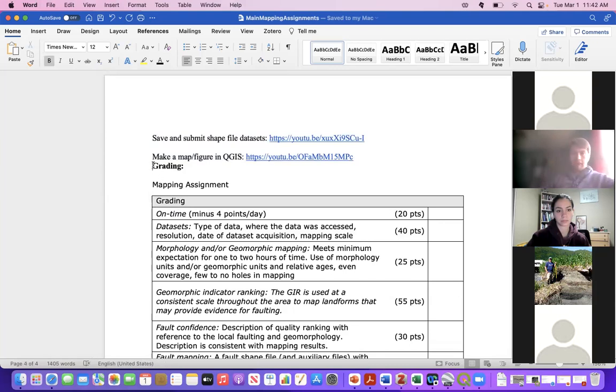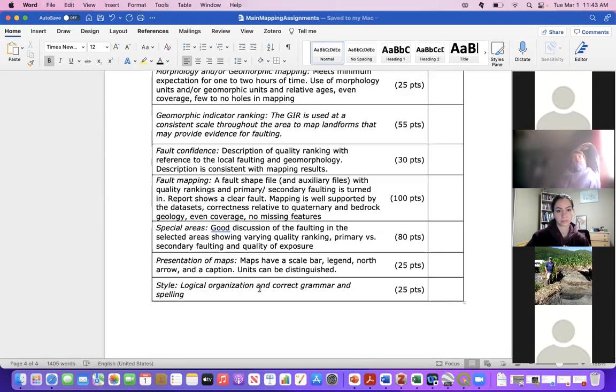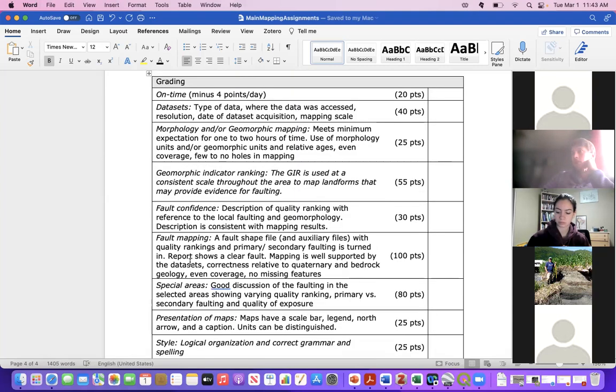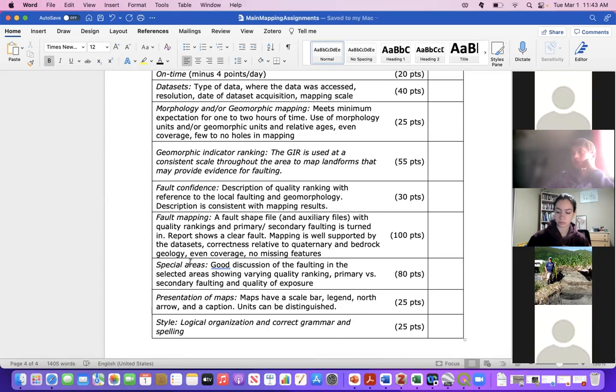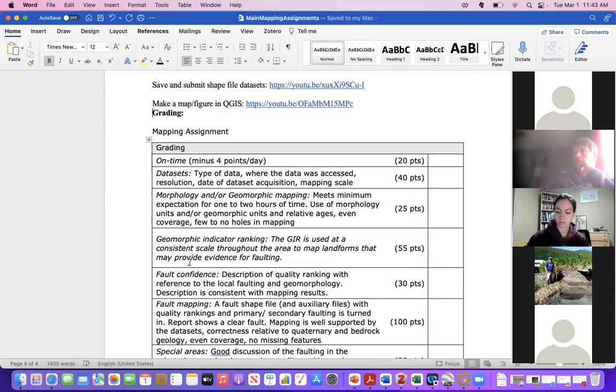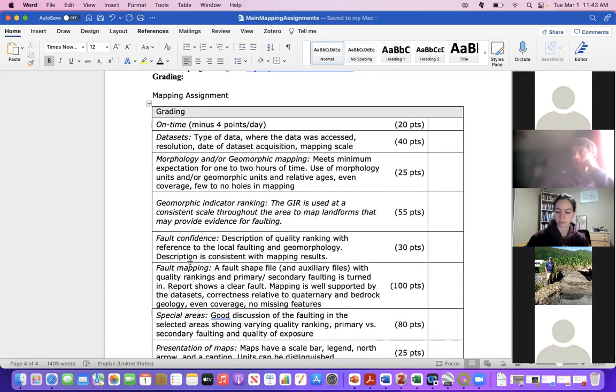So here is that rubric that will be applied to all of the assignments. And it's essentially looking at, are you implementing the skills that you've learned so far in the course to do the fault mapping? So I don't really want to go over each point, but if you have questions, you can feel free to ask.